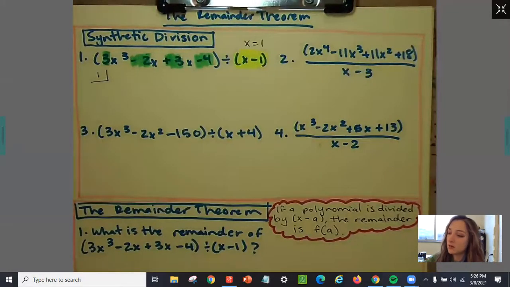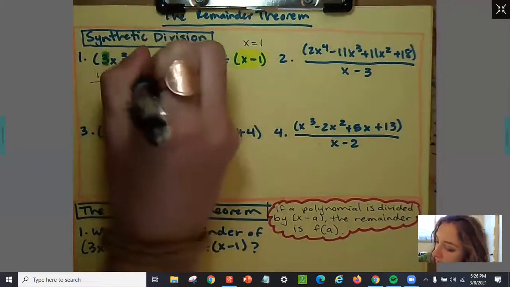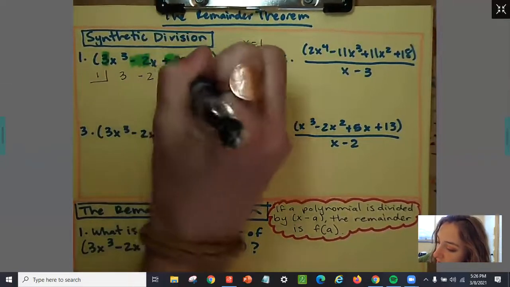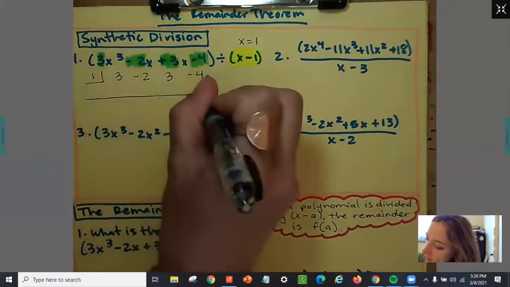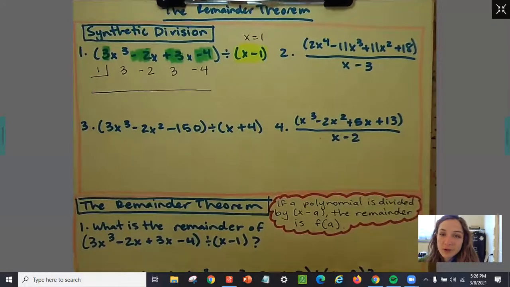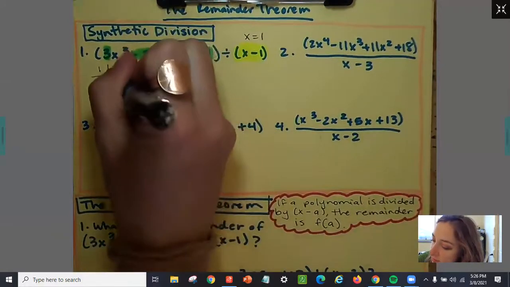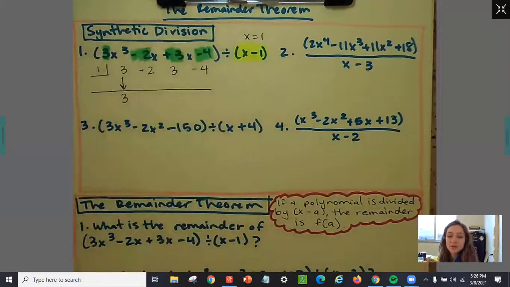Okay, so let's write these out. 3, negative 2, 3, negative 4. Then we're going to draw a line. And then we're going to bring down the first term that we see. So the first term I see is a 3, so I'm going to bring that down. Then we're going to start multiplying.